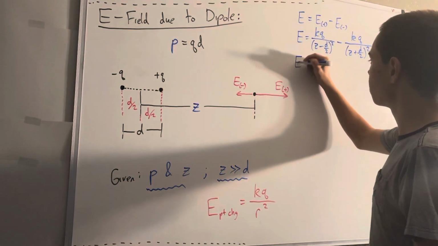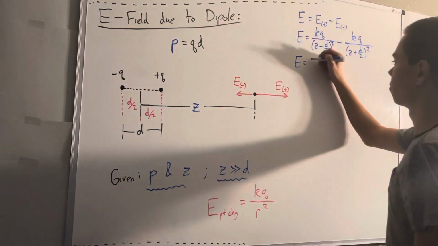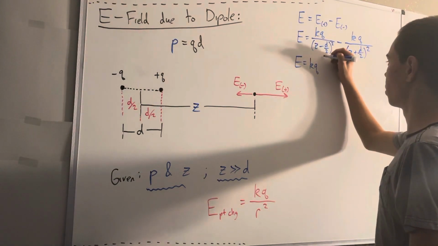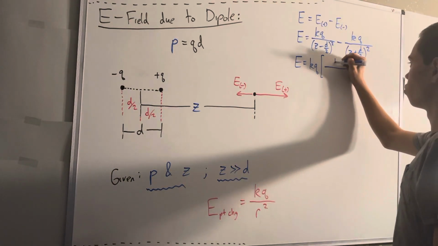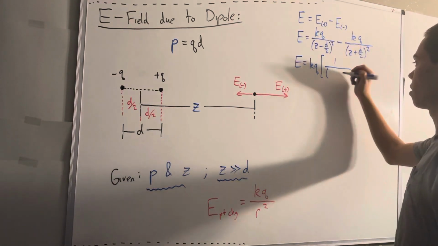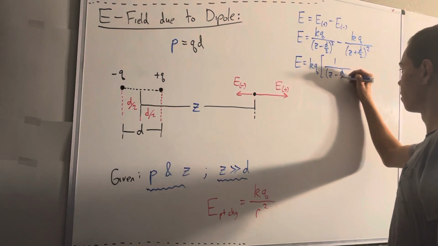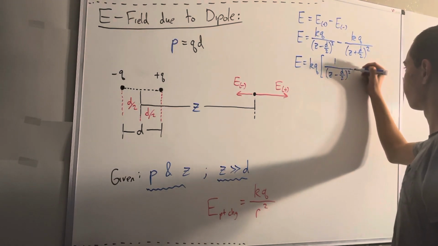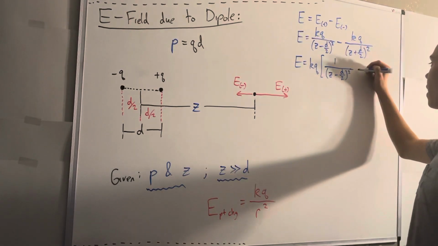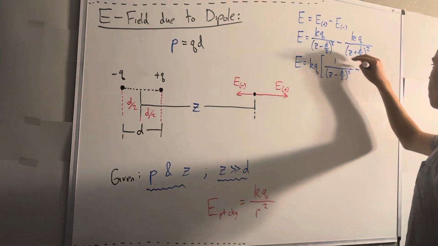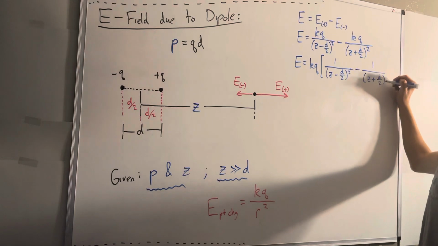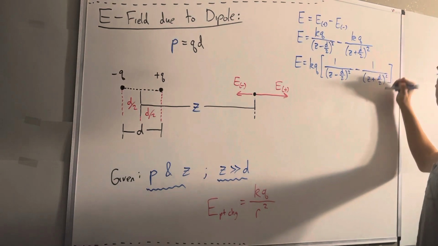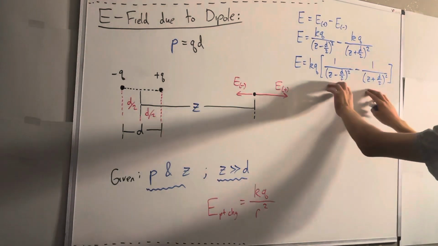Well, to make this look simpler, we're going to factor out KQ, right? And so what we're going to get in our brackets right here is 1 over this denominator, so (Z minus D over 2) squared. And of course, we're subtracting 1 over this denominator, right? So (Z plus D over 2) squared. So this is what we have.